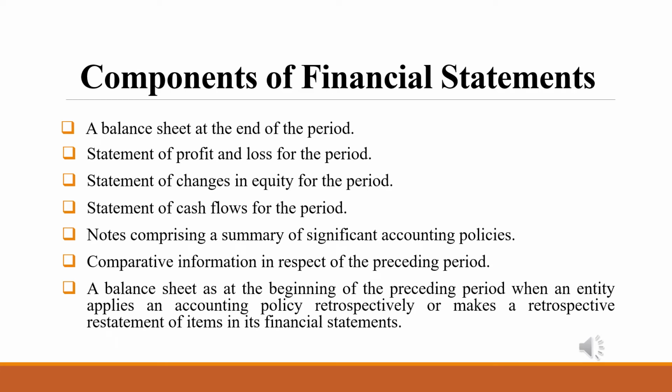Move to the next slide, that is components of financial statements. So the components of financial statements are a balance sheet at the end of the period, statement of profit and loss for the period, statement of changes in equity for the period, next statement of cash flows for the period, notes comprising a summary of significant accounting policies, then comparative information in respect of the preceding period, and a balance sheet as at the beginning of the preceding period when an entity applies an accounting policy retrospectively or makes a retrospective restatement of items in its financial statements.